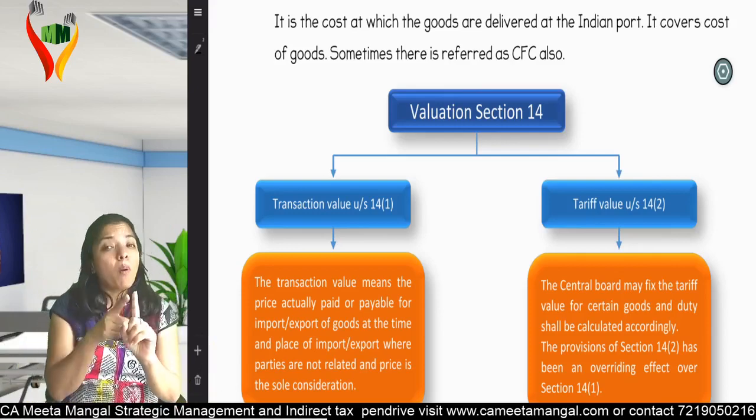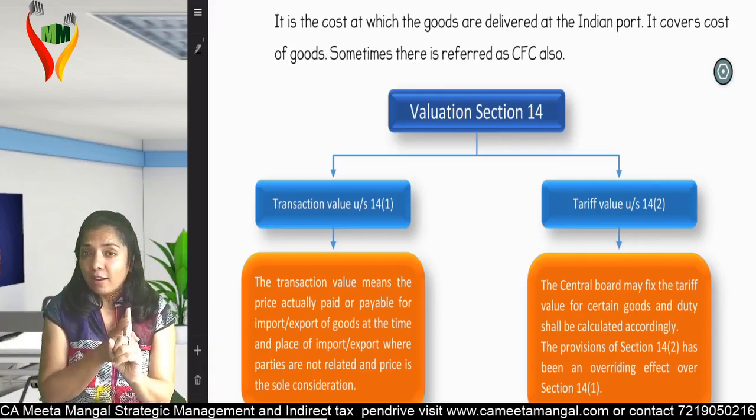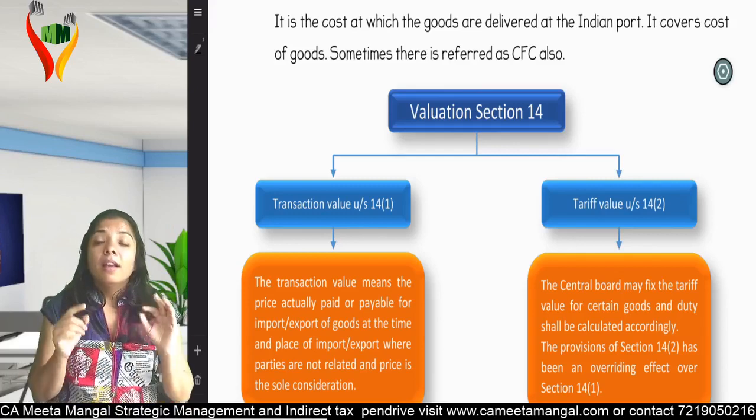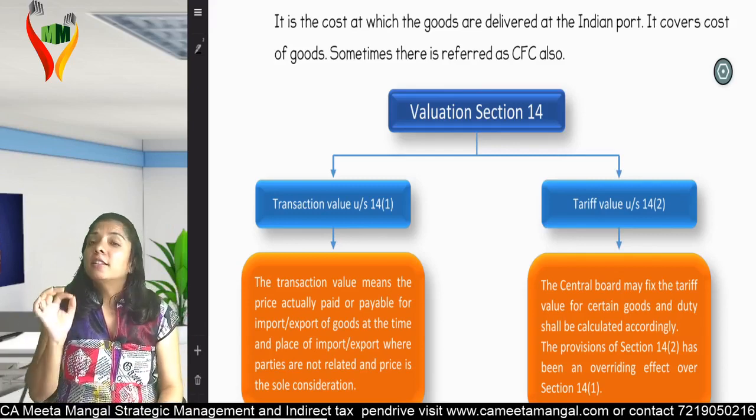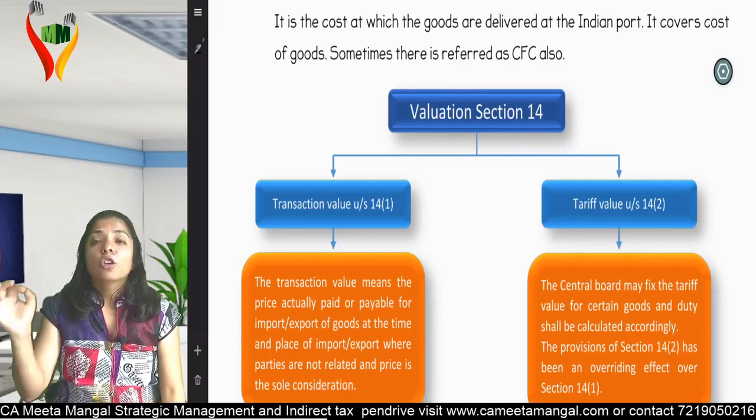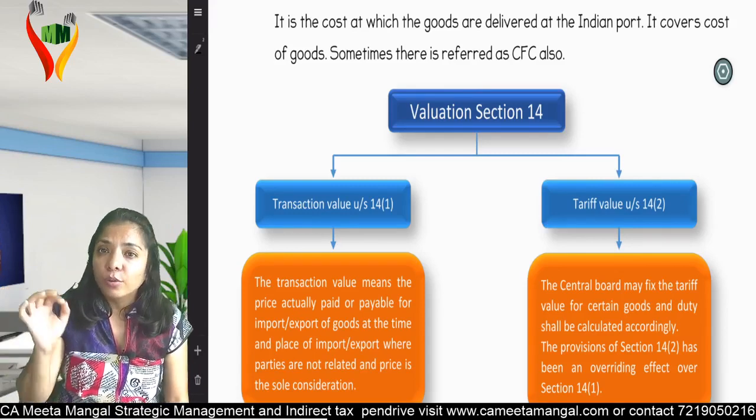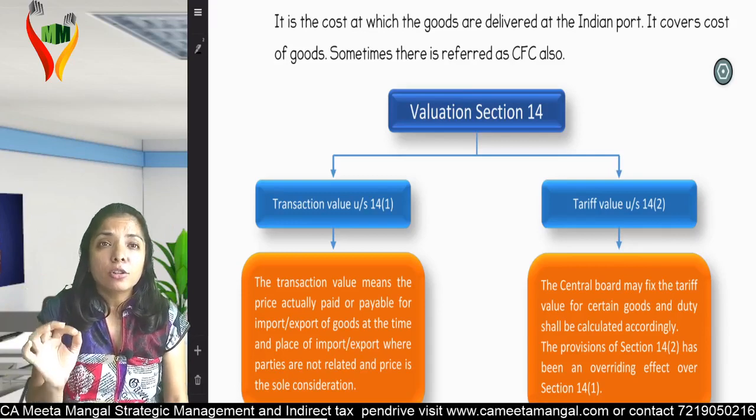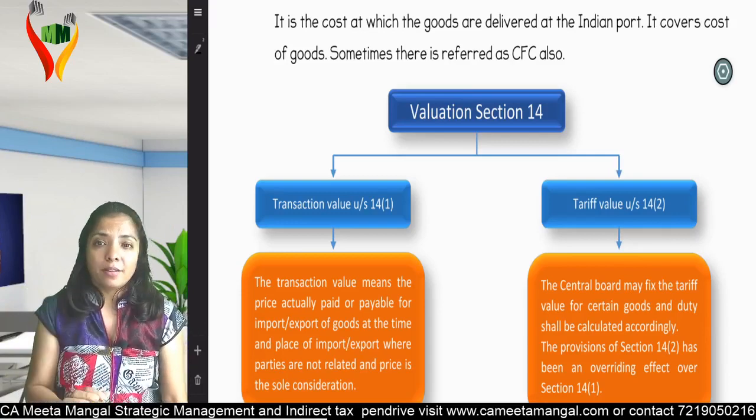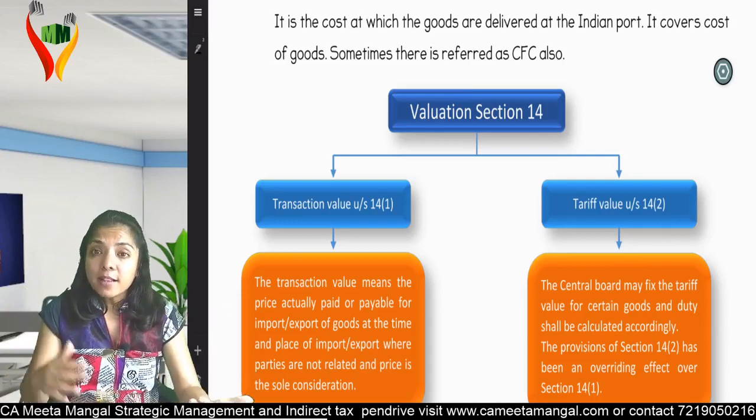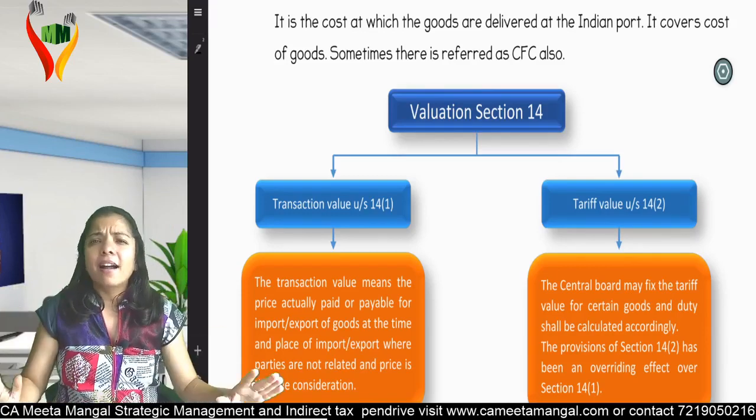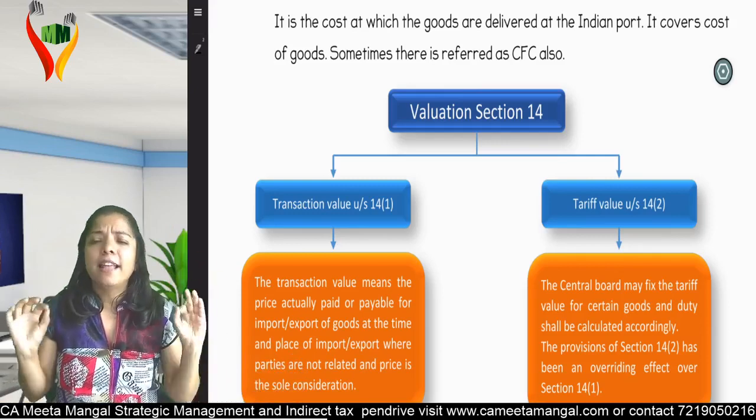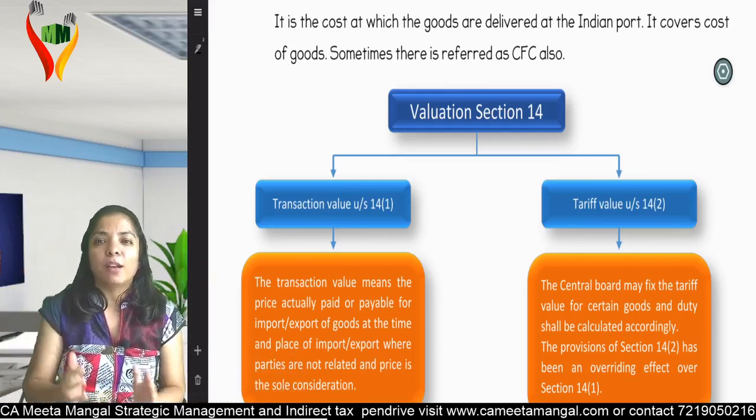Now, 14(1) talks about transaction value and 14(2) talks about tariff value. If the government has given a tariff value for any goods, you will have to go for tariff value only. You cannot go for transaction value. That means 14(2) overrides 14(1). 14(2) prevails over 14(1). So in our exam, 99.9% to 100%, you will never get a question on tariff value.